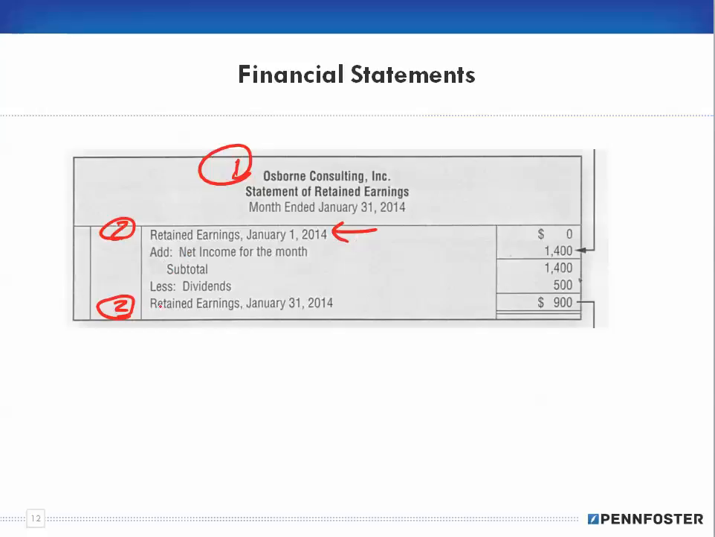On your last line, you're going to write in retained earnings, and you use the last date of the accounting period. Now, at this point in time, you're not going to have an amount. You're going to figure that amount out, so you're not able to write those figures in.